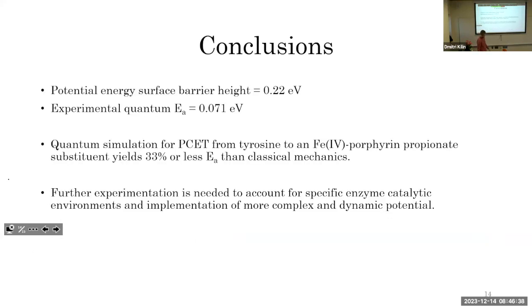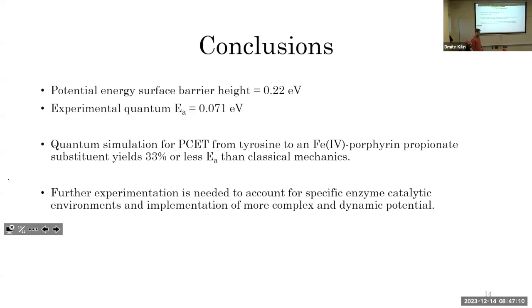So, in conclusion, the potential energy barrier height of the transition state was 0.22 electron volts. But I showed with my quantum calculations that there's in fact an activation energy of 0.071 electron volts. So the quantum simulation for the proton coupled electron transfer from tyrosine to an iron 4 porphyrinate substituent yields 33% or less activation energy than classical mechanics.